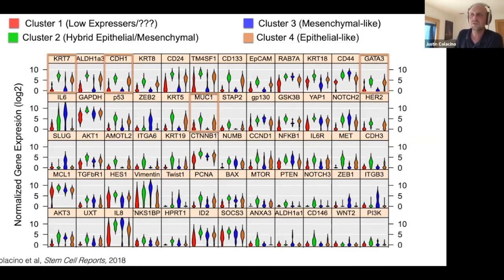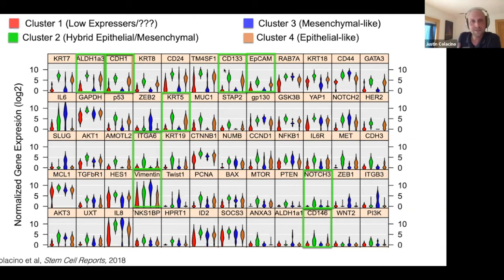We also saw that there was a subset of cells that had a very epithelial-like phenotype. So these had high levels of E-cadherin and MUC1 and the luminal transcription factor GATA3. But what we were most interested in was this cluster of cells that appeared to be in this hybrid state, right? They were expressing high levels of mesenchymal markers and high levels of epithelial markers at the same time, as well as high levels of some of our favorite stem cell markers like ALDH1A3 and CD133.